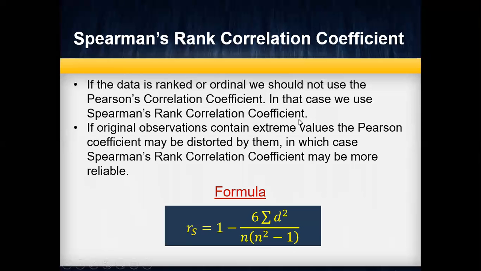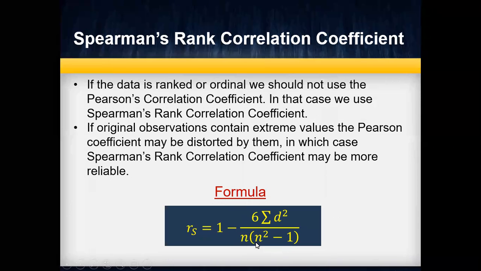Coefficient. Actually, the Pearson correlation coefficient has some limitations. What are those limitations? Sometimes, if there are extreme values inside the data, the Pearson correlation coefficient will be distorted by those extreme values. So in those cases, and especially if we have ranked data or the data is ordinal, we have to use the Spearman rank correlation coefficient. We don't use the Pearson correlation coefficient for ranked data.